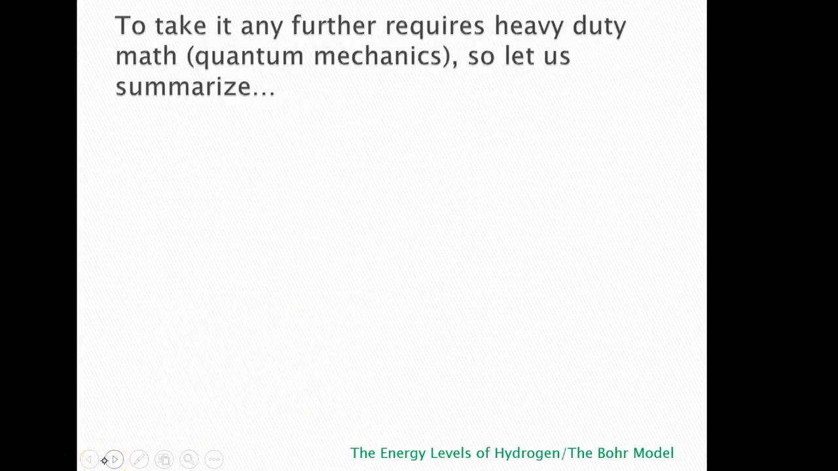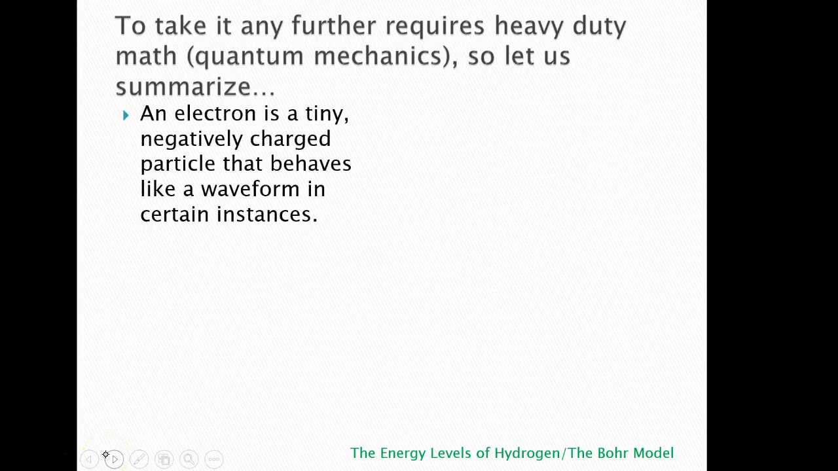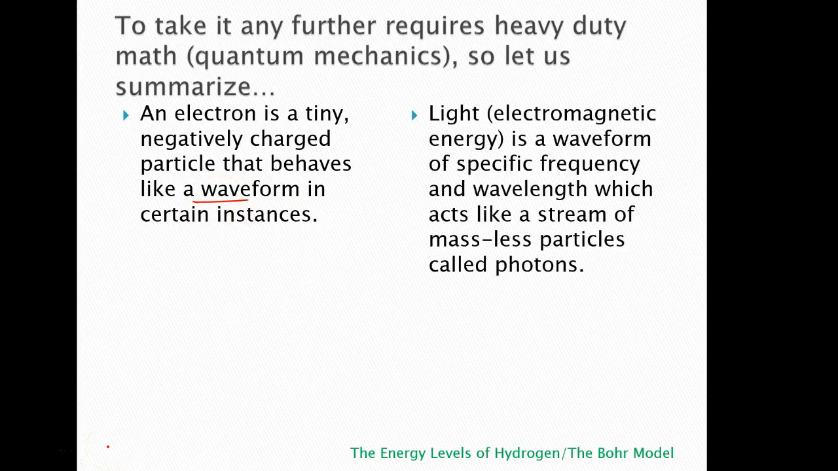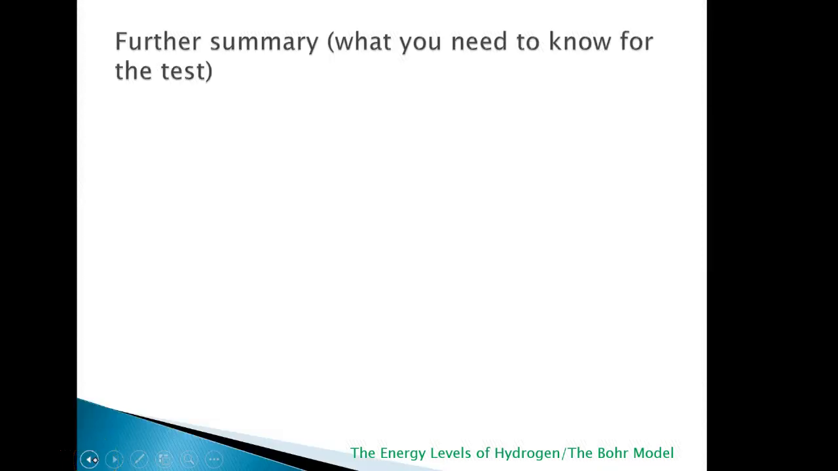And we could go through and do the mathematics with you, but it would just absolutely lose you. So basically what we're going to say is an electron is a tiny, negatively charged particle that behaves like a wave in certain instances. So it does both. And light is a wave that sometimes behaves like a particle. That's basically what you want to take away from it.